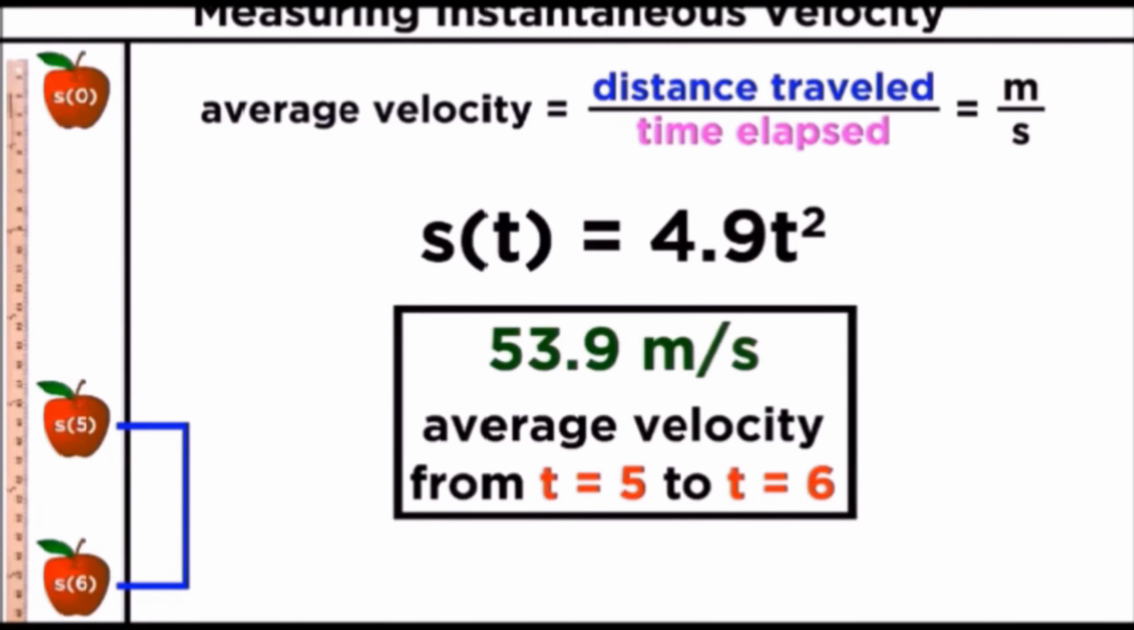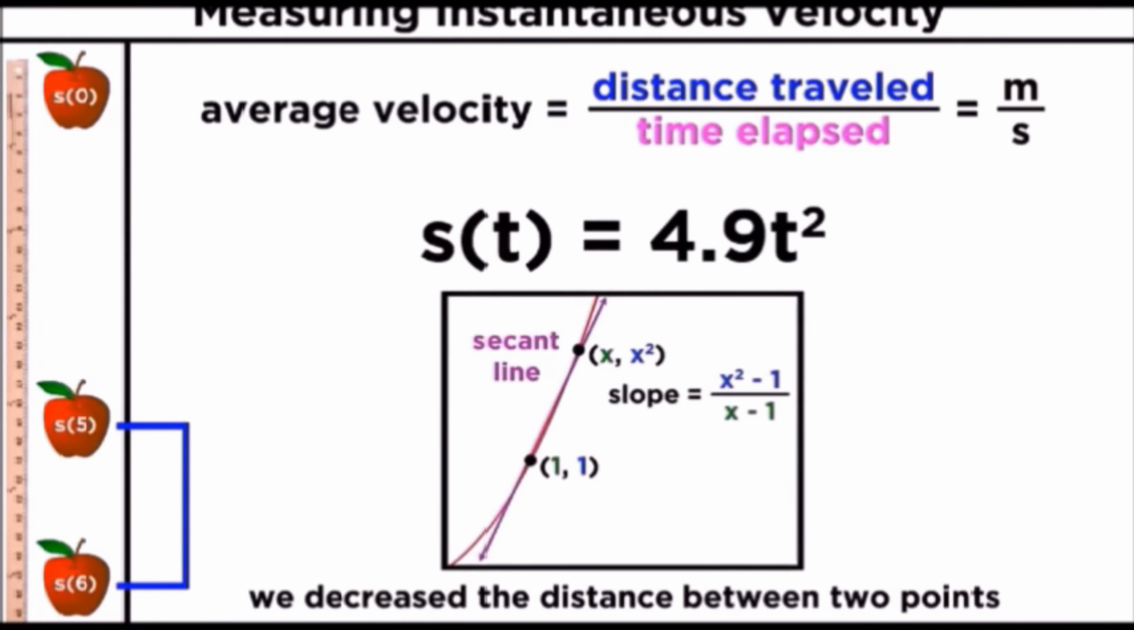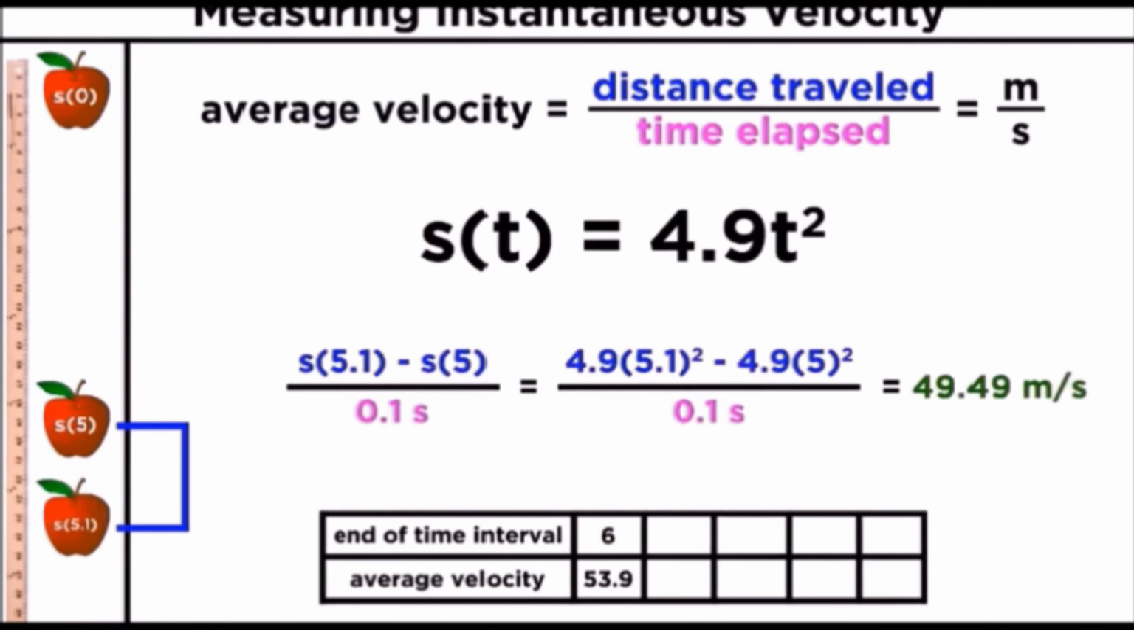However, we don't want average speed. We want the precise speed at a precise instant. So just like the way we brought the second point in the line closer to the first point until we got the best tangent line for the curve, let's bring the end of this time interval closer and closer to 5 seconds. Let's bring that gap between the 5 and the 6 seconds closer. Decrease that distance. So one way we can start doing this is we can use, let's say, 5 and 5.1 to get the average velocity of this 0.10 second interval. And we get 49.49 meters per second.